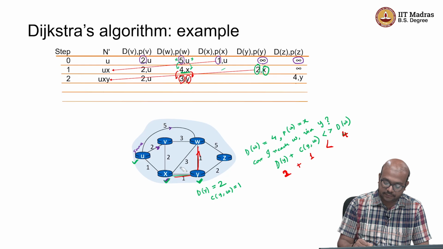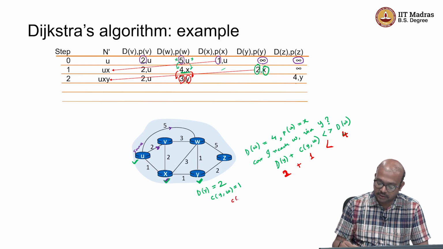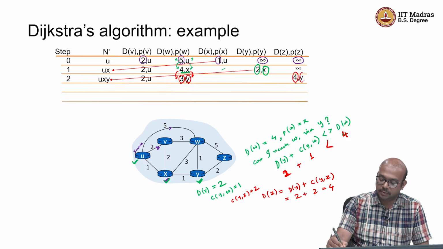Now, let us get into the discussion for z. So, z was infinity, right. Now, from y I have a path to z. dy was 2 and c of y comma z is equal to 2. So, dz should be equal to dy plus c of y comma z, which is 2 plus 2 is equal to 4. Of course, you compare 4 with infinity, 4 is smaller. So, you update it to 4 and the predecessor node is y, through y I am reaching z, clear.